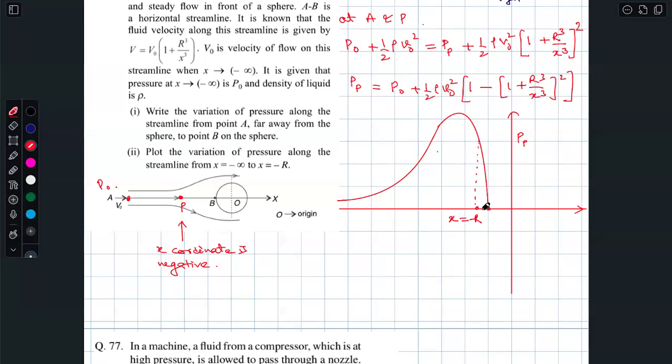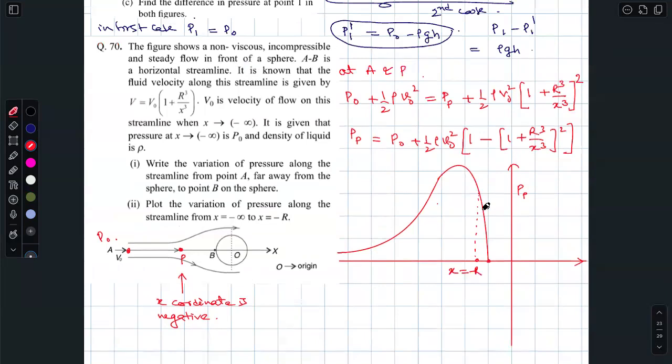Any doubts? Boys and girls? Doubts? Please ask me. It's a very simple question. The only thing that you need to find is the equation. That's all. Any doubts?